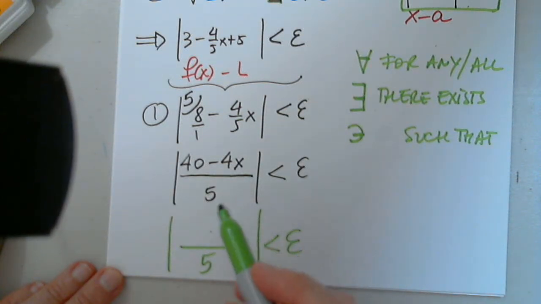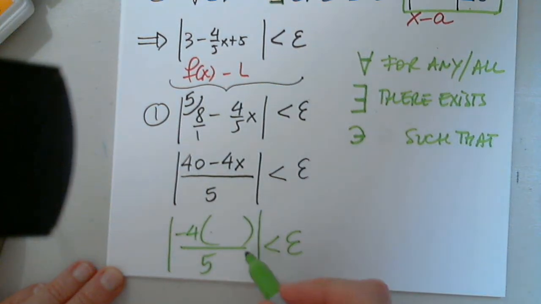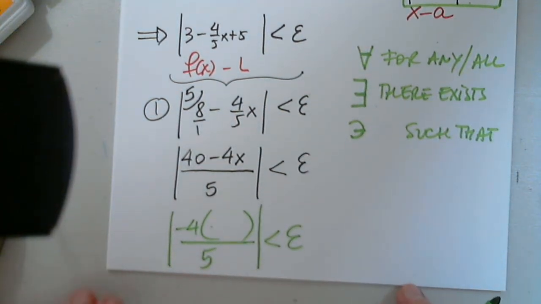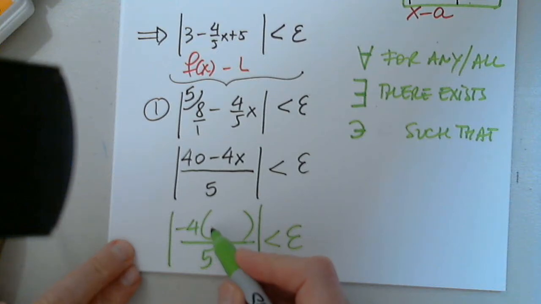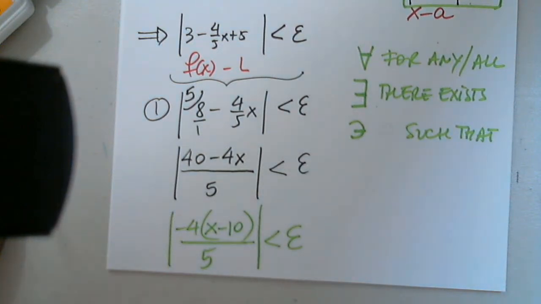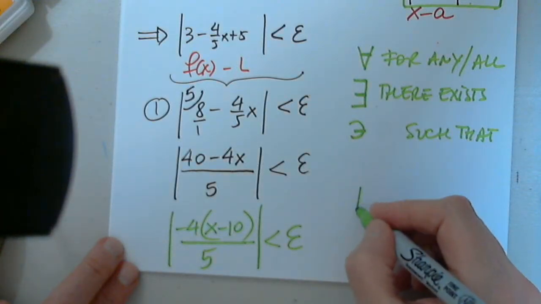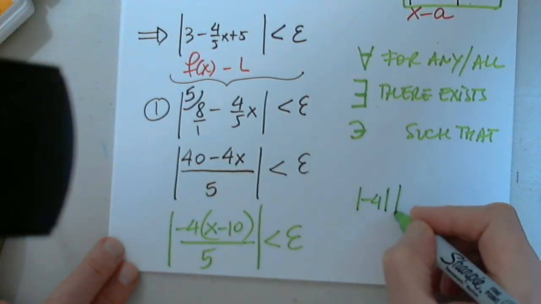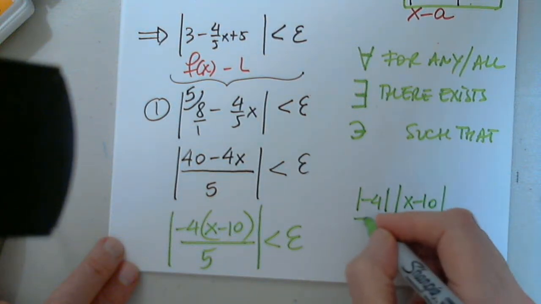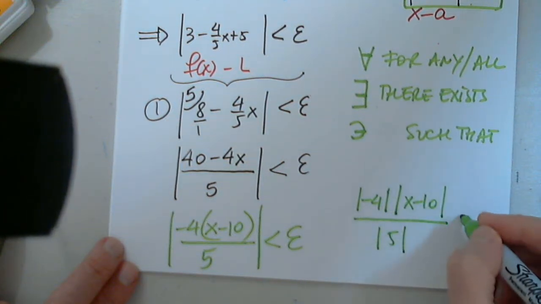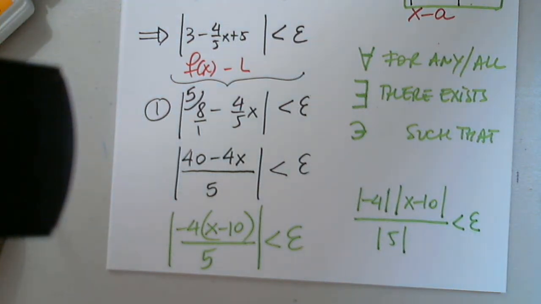I believe a 4. But negative. Oh, yes, you're right. Excellent. So then what do we have left? Exactly what I'm after. It better be. Yep, 10 minus x. You mean x minus 10. Sorry. Very good. So now I have to write the next step. Although you can say it's obvious, I have to write it: the absolute value of negative 4, times the absolute value of x minus 10, over the absolute value of 5. I have to show these steps.